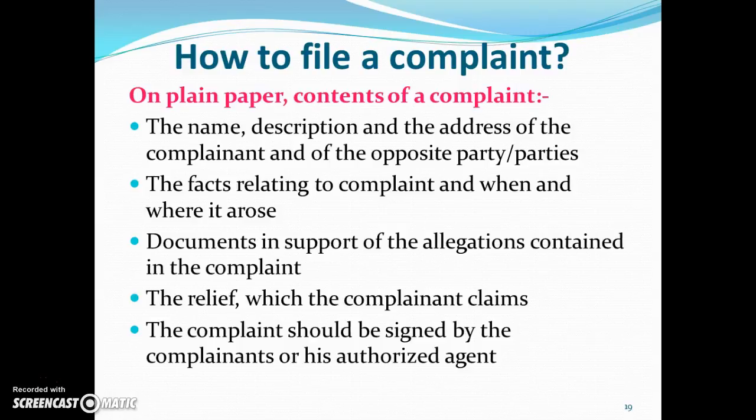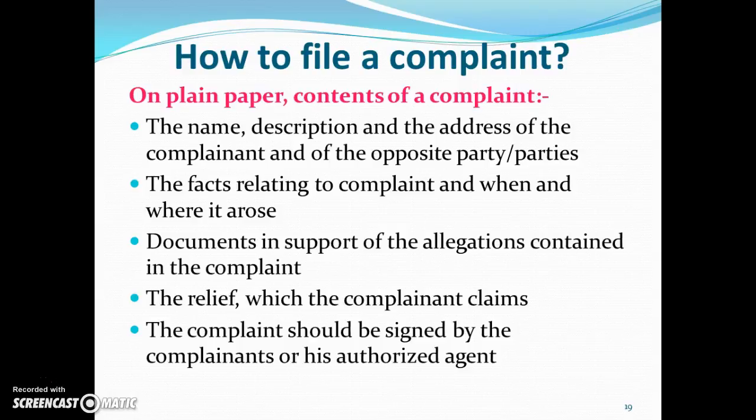You just need to write your complaint on one plain paper. The contents of the complaint: the name, description, and address of the complainant and the opposite party, the facts relating to the complaint, when and where it arose, documents in support of the allegations contained in the complaint, and the relief which the complainant claims. The complaint should be signed by the complainant or the authorized agent. So it's very simple. There is no specific format.